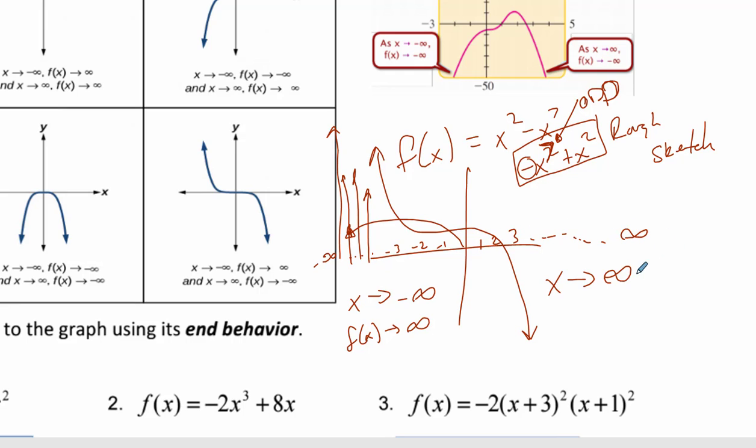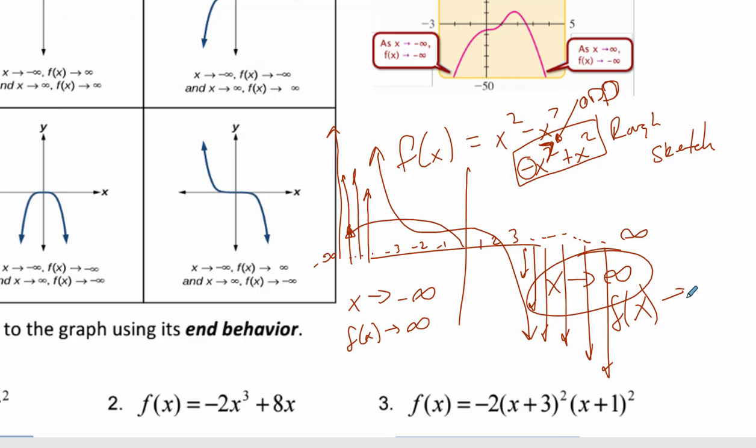Positive infinity, what is happening to the graph? It's getting smaller and smaller. So as x approaches positive infinity, what happens to f of x, or actually the function, the y value? That means f of x approaches negative infinity. So end behavior is all about finding out what happens at the edge of the graph. Let's look at these diagrams and talk about them.